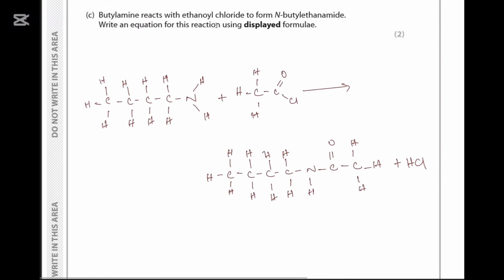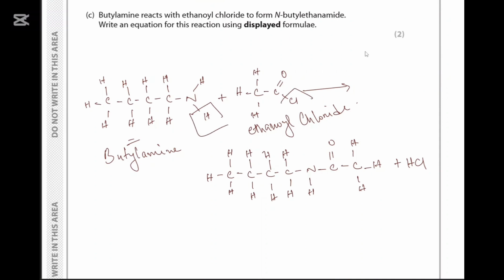Then butylamine reacts with ethanoyl chloride to form N-butylethanamide. I have to display the formula. So this is butylamine, and this is ethanoyl chloride. Basically what happens is that this hydrogen breaks off and the Cl goes away. Both of these form hydrogen chloride, and this gets joined with the NH, forming an amide group.